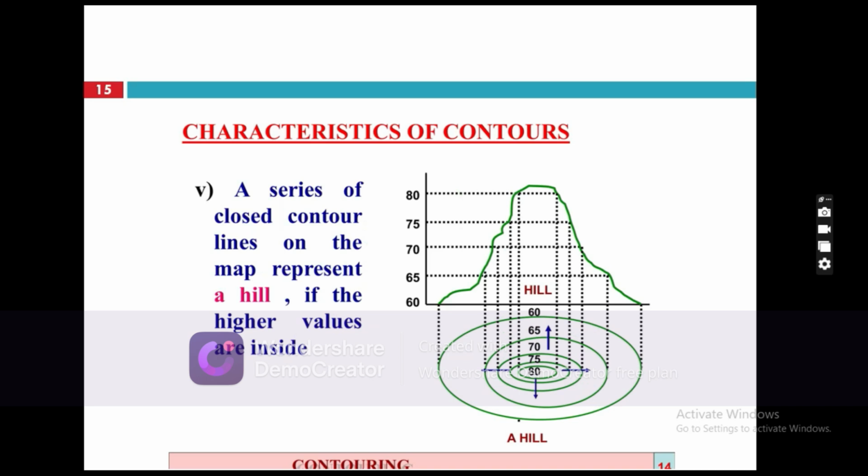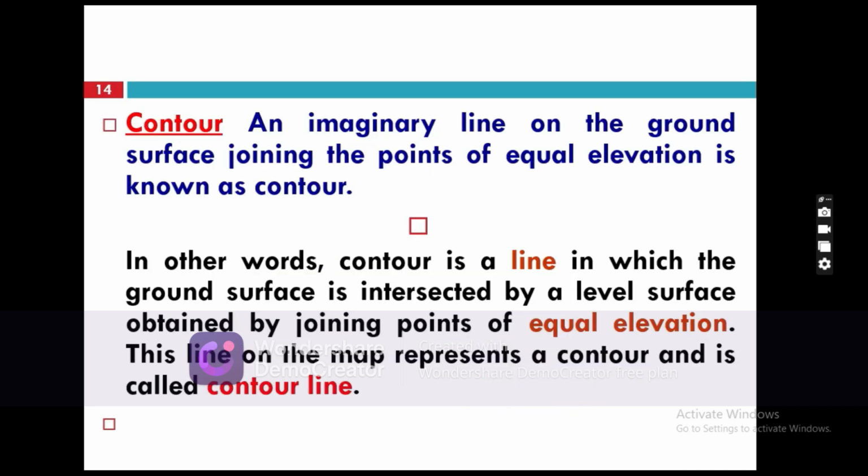Contour is a function in matplotlib. It is used to draw an imaginary line on the ground surface joining points of equal elevation, which is known as a contour. What is a contour? An imaginary line on the ground surface joining points of equal elevation is known as a contour.